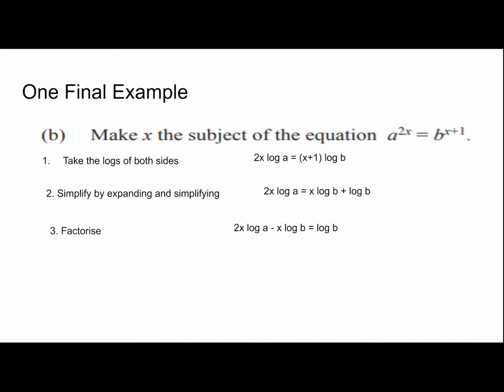So basically, I've skipped a step here technically. You have to move the x log b to the other side, okay? Once you move the x log b to the other side, you have a common factor of x. And once you have a common factor of x, that's good news. That means we can factorize, so x times 2 log a minus log b equals log b. And once you have x by itself, you can just move it to the other side. So log b divided by 2 log a minus log b equals x. Where's my equals x? Okay, just add an equals x there.